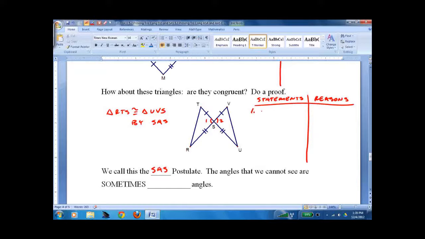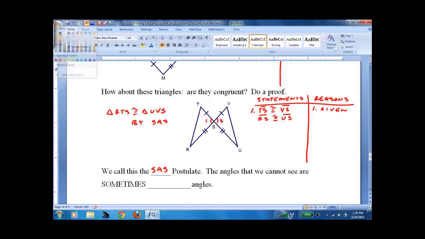1. TS is congruent to VS. And we'll just put it on the line below. We're allowed to do that. RS is congruent to US. And all that was given to us. Now, you might want to put angle 1 is congruent to angle 2 on there, but don't put it in the given.